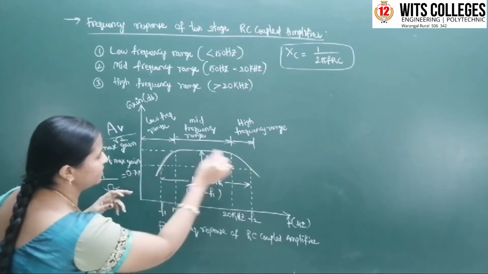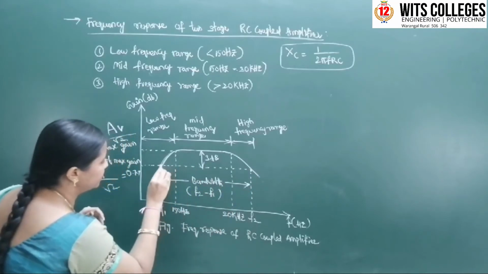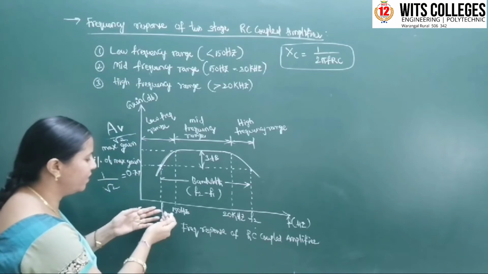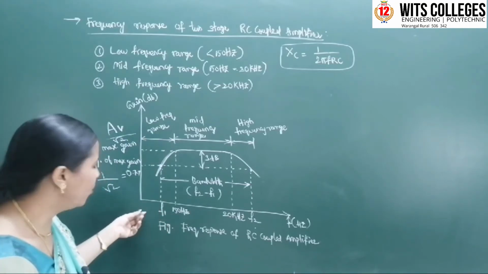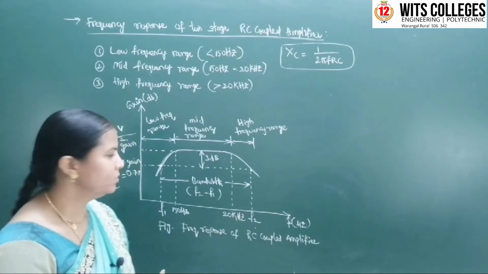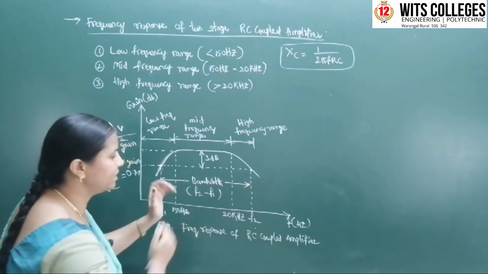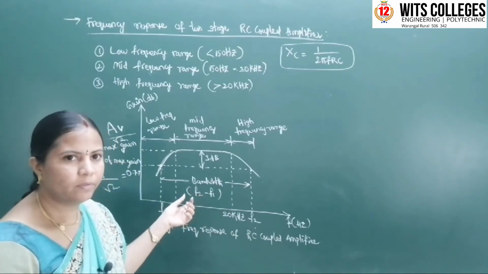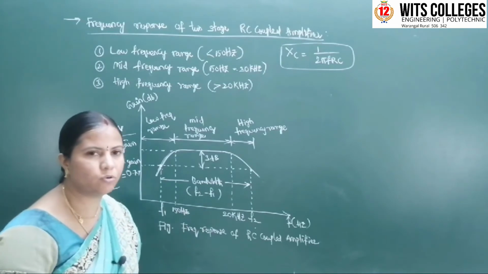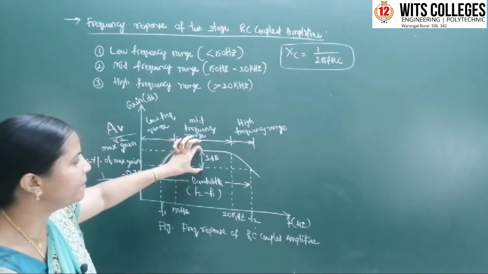If you draw this line, the frequency response curve will meet at two points. They are named F1 and F2. F1 is the lower cutoff frequency, and F2 is the higher cutoff frequency. Between these you get the bandwidth. The bandwidth is defined as the difference between the higher cutoff frequency and the lower cutoff frequency. And this is nothing but the 3 dB length.